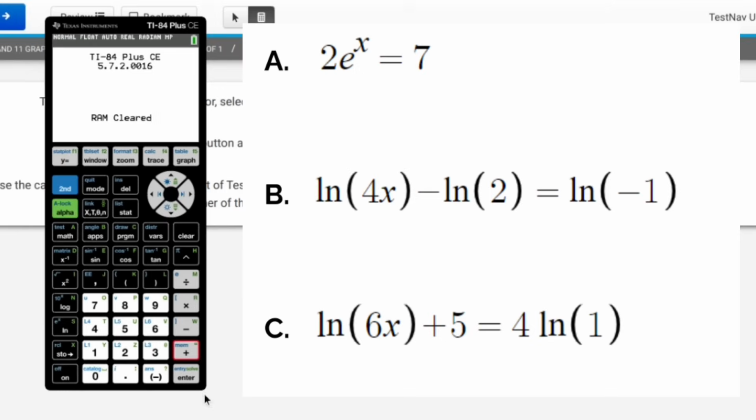Okay, so the way I handled this one is I just divided both sides by 2 right off the bat. So now all I have to do is ln of 7 over 2.